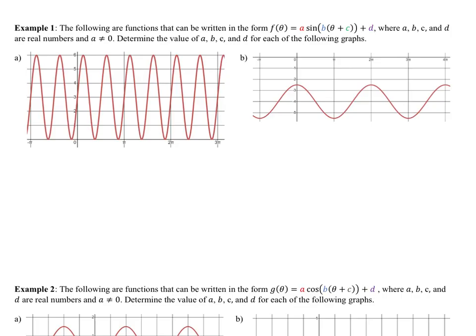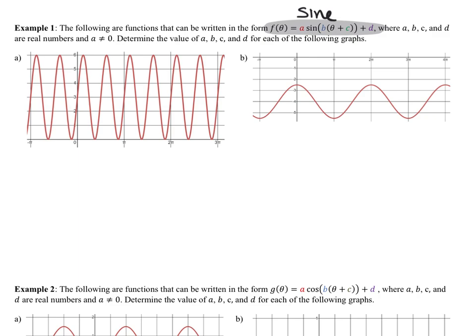On the back, this example 1 says the following functions can be written in the form f of theta equal to a sine of b times theta plus c, all of that plus d. Highlight that right now. What kind of function am I dealing with right here? Is it sine or cosine? Sine. You have to know, based on the formula that I'm telling you the function is, whether it's sine or cosine, because that changes your phase shift. We are going to determine a, b, c, and d for each of the following graphs.